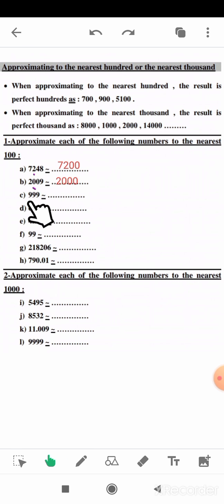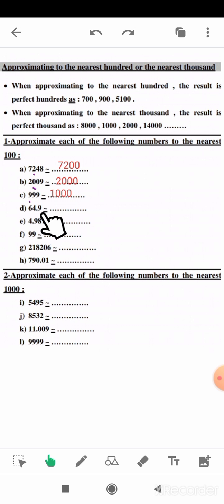I have here 999. So I will look at units, tens. I will look at the tens here. The tens digit is 9. It's a rich number. Give the next place, the thousand, 1. It will be 1000.